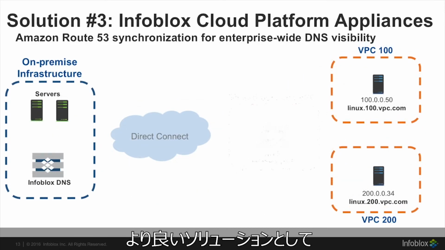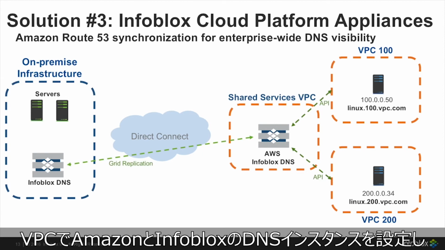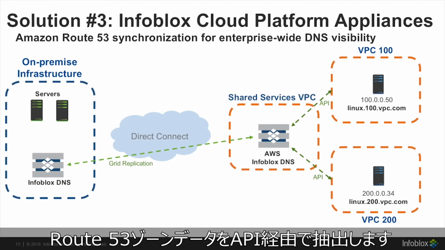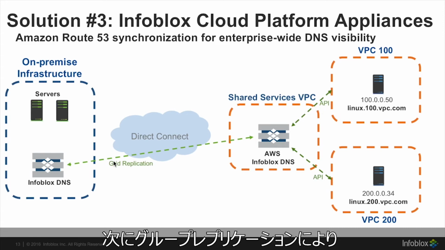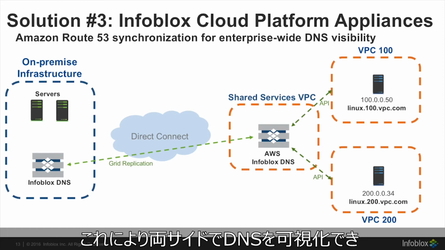A better solution is to actually provision what's called a shared services VPC. In that VPC, you would place an Amazon Infoblox DNS instance, and what that does is actually extract Route 53 zone data via API, and it then pushes it out via grid replication onto other Infoblox DNS servers that are sitting on-premise. By doing so, you have then DNS visibility across both sides.